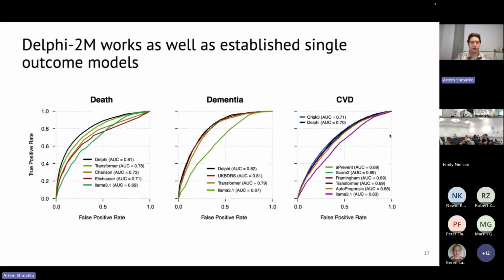We have also compared our model to various machine learning tools, as well as established clinical scores, such as the Charlson Index, Q-Risk, Framingham score, and so on. And we have discovered that Delphi works better than or as well as most of the competitors.